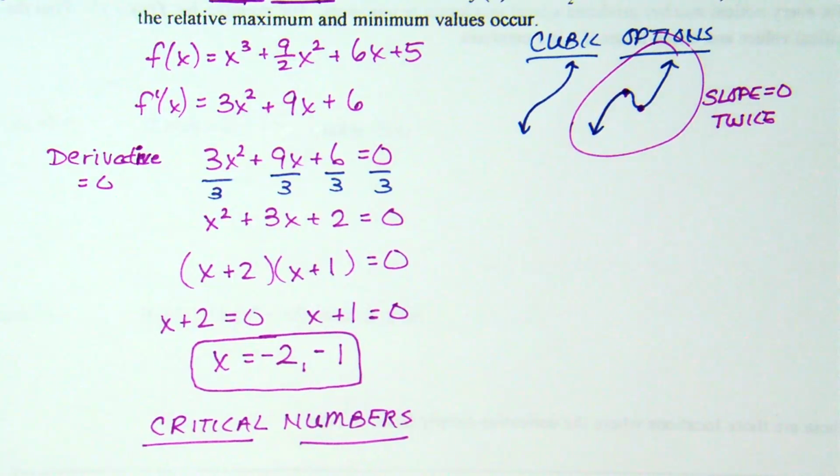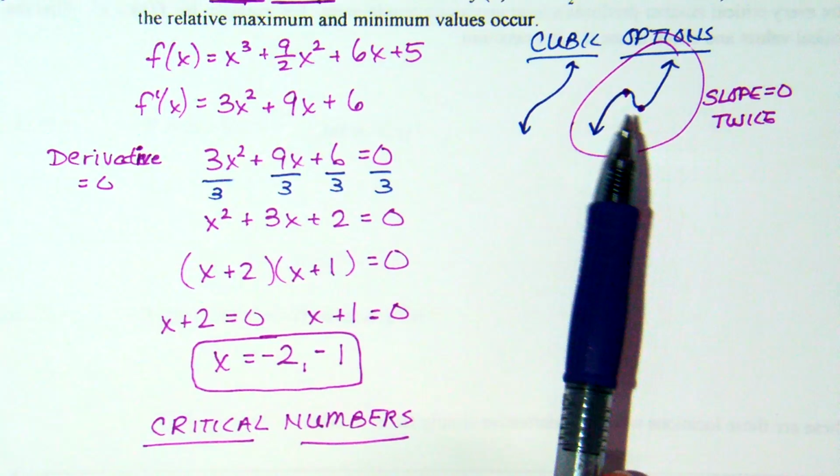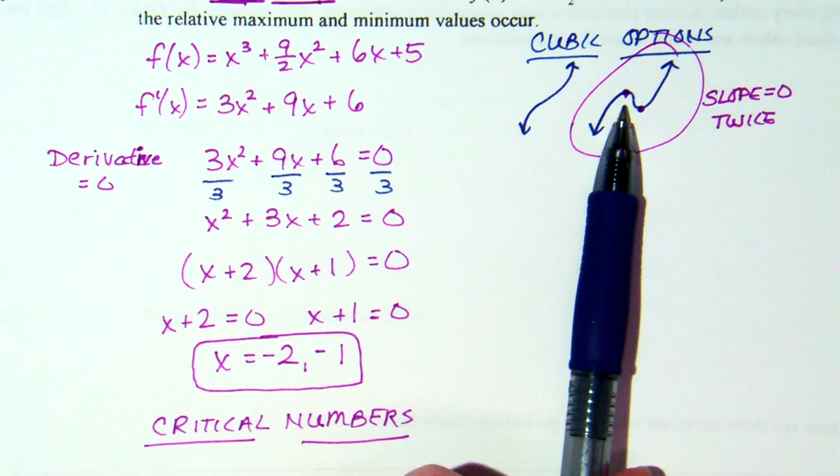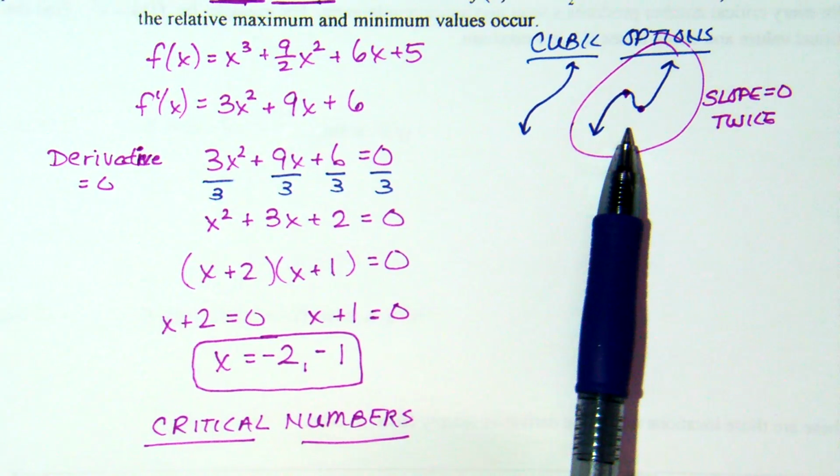Now, think about this. If we're going left to right, at -2 and at -1, which one's the min, which one's the max? I agree. Do you guys see why he said this? As we go left to right, which x value comes first? X value of -2 comes first. Max comes before the min in this case, right? So the max is going to be at -2. The min is going to be at -1.